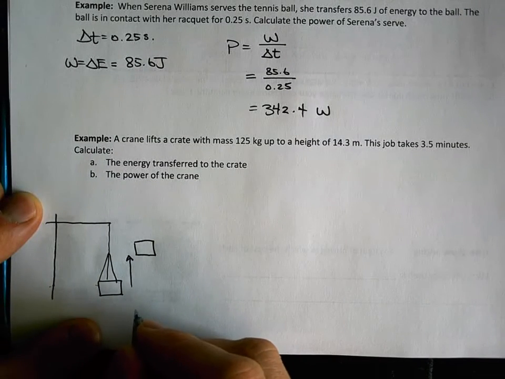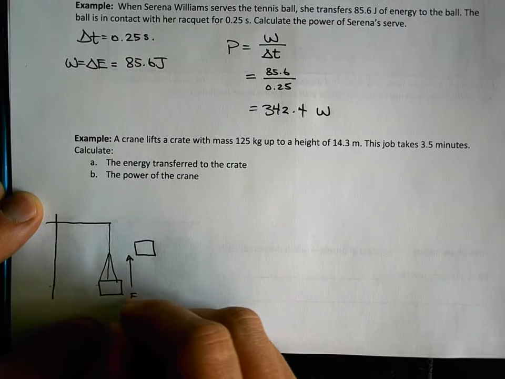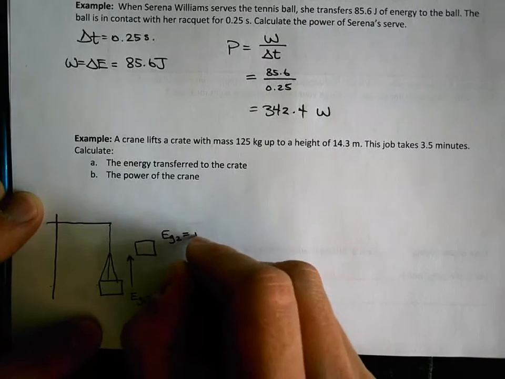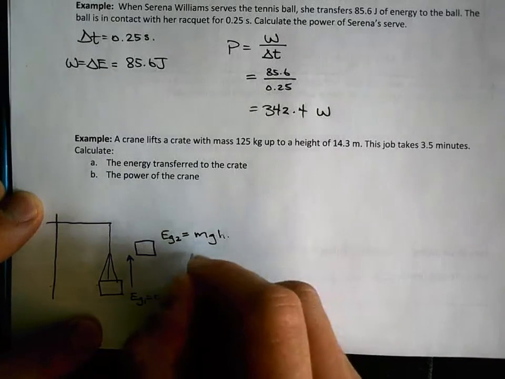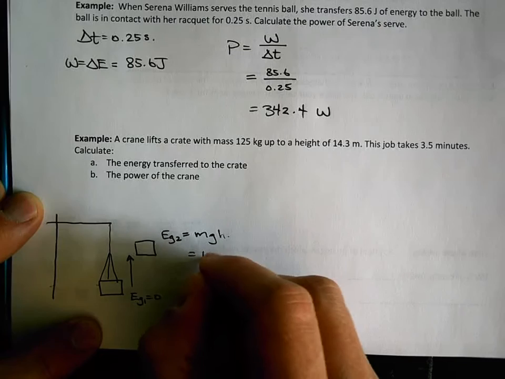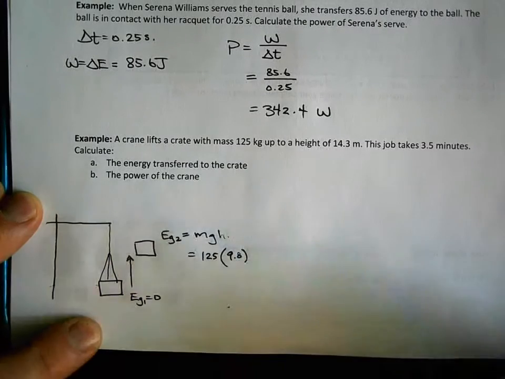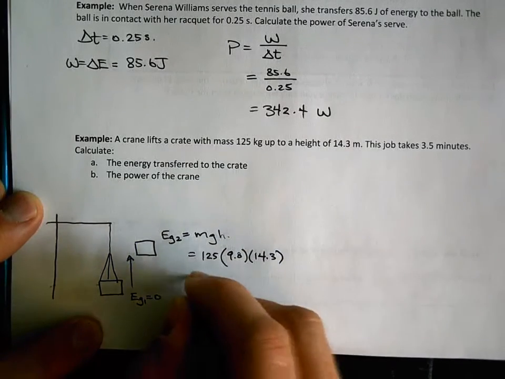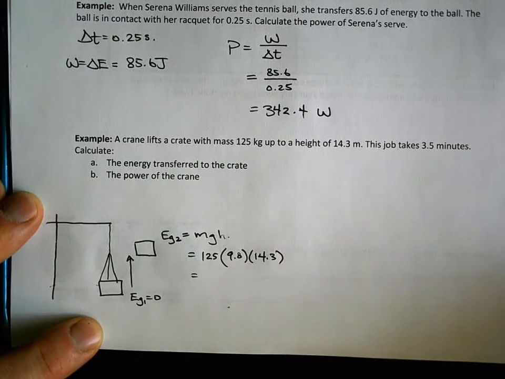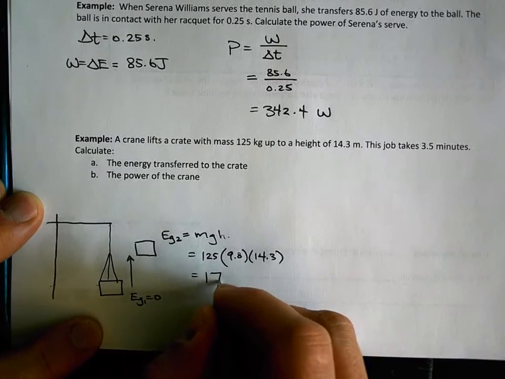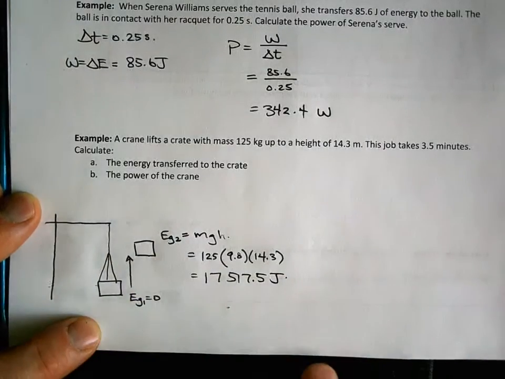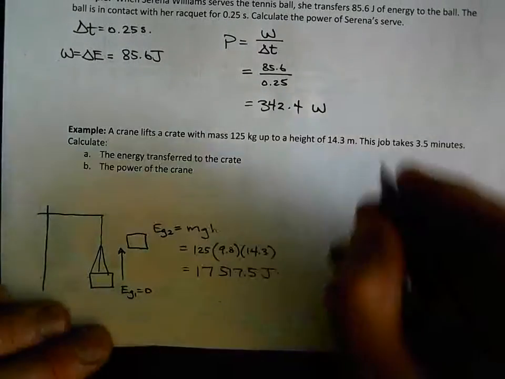Okay, so what we could do is say, here EG1 is 0, and here we have EG2, which I can calculate, mgh. The mass is 125 kilograms. The acceleration due to gravity is 9.8, and the height is 14.3. Let me multiply all that together. 125 times 9.8 times 14.3 gives me 17,517.5 joules.